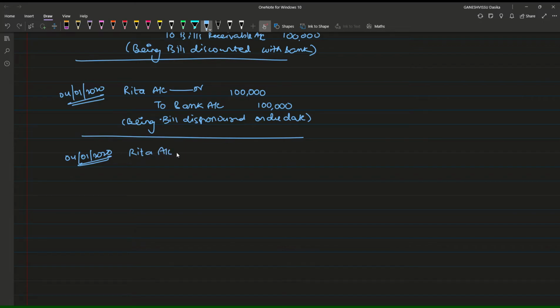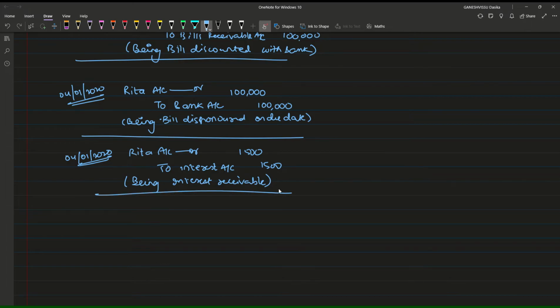So Rita account debtor, and interest is our income, to interest account. Rita account debtor to interest account for what amount? 1500 we have calculated, right? Being interest receivable. Being interest receivable is the narration. See, this narration is my narration, it can be anything.